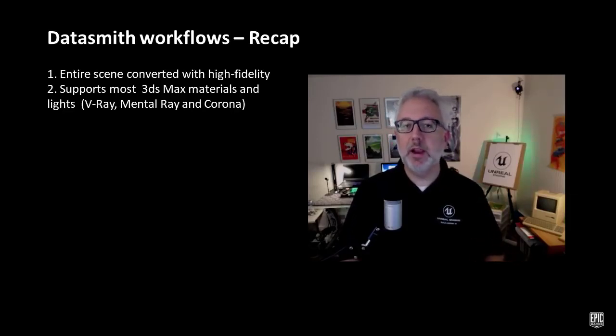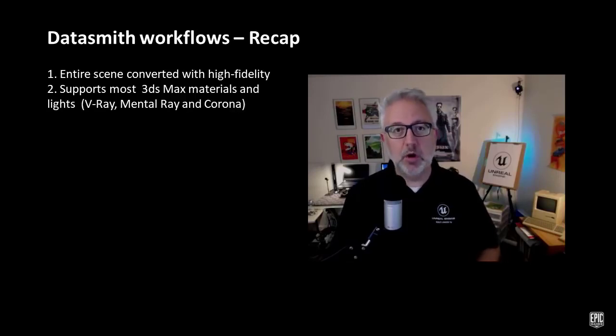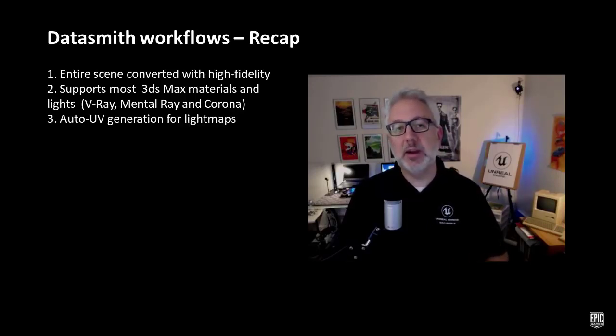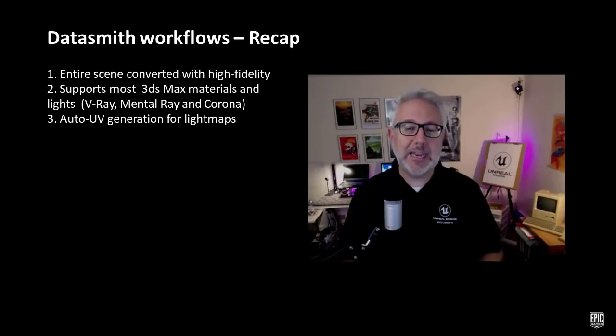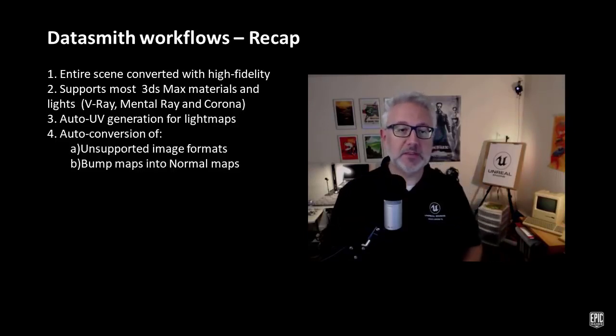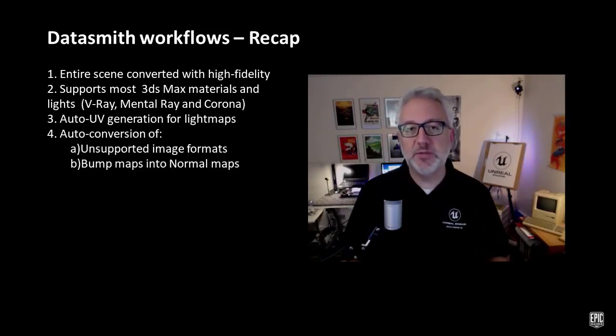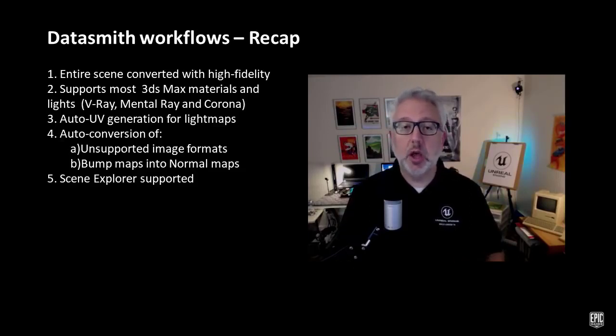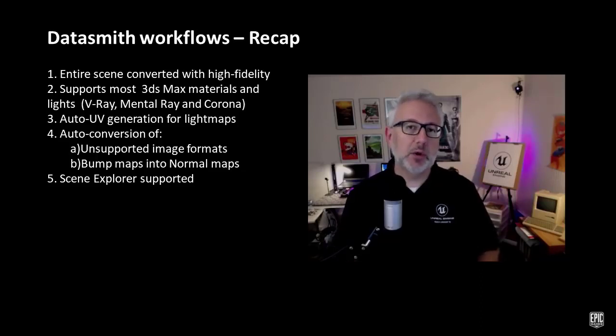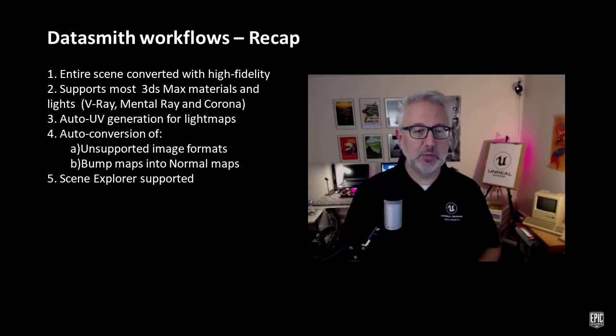We also want to support V-Ray and Corona lights and convert them into usable Unreal assets. We automatically generate UVs for light maps on objects that don't have them. So for both design visualization and CAD data, those objects will have UVs automatically generated for the purposes of light maps. We convert automatically unsupported image file types and textures. We convert bump maps into normal maps so that they can be used in Unreal Engine. In terms of scene organization, we're respecting the Scene Explorer in 3ds Max. So if you want to have multiple layers or groupings or things like that, all of your scene organization will come over to Unreal Engine with Datasmith.